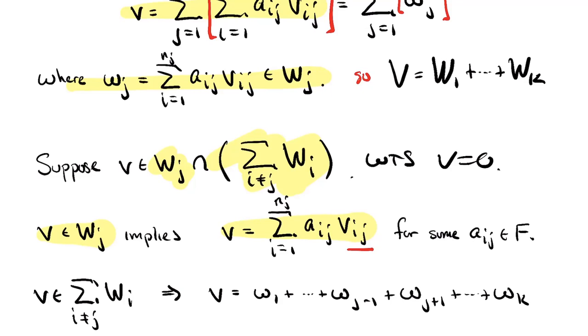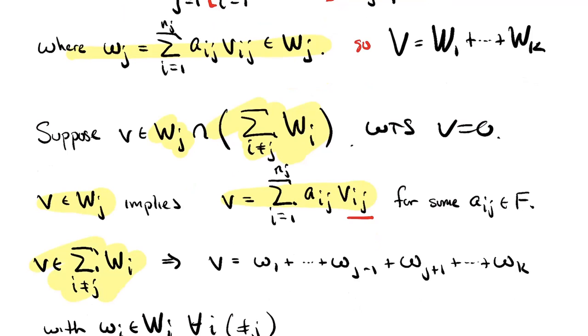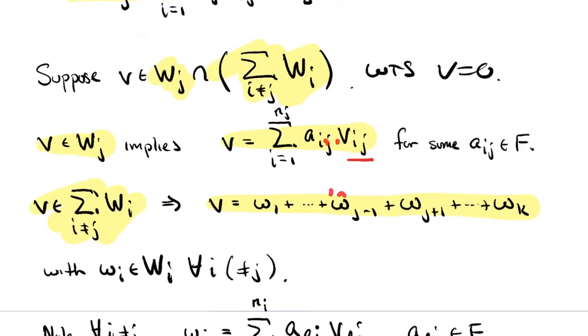But if v is in the sum of the other W's, well, it can be written as a sum of little w's, but not using the jth one, right? So I'm summing over i's, but i is not equal to j. So notice that I'm skipping over the jth one. It goes from j minus 1 to j plus 1. All right, well, those two expressions for v are equal to each other.